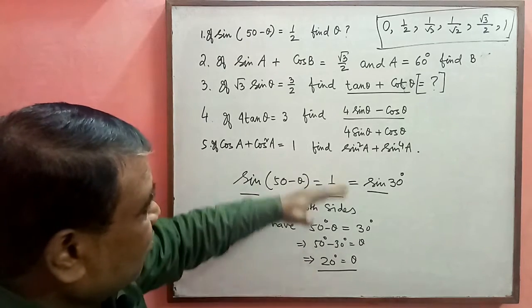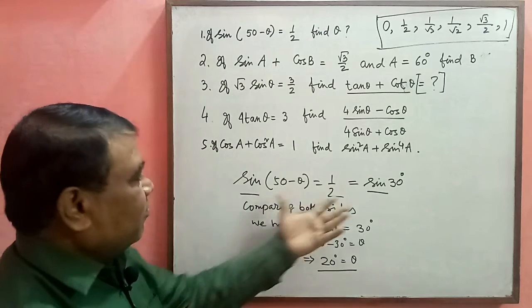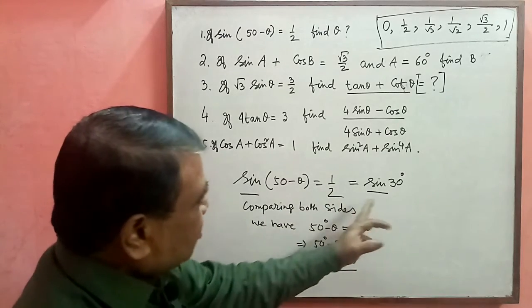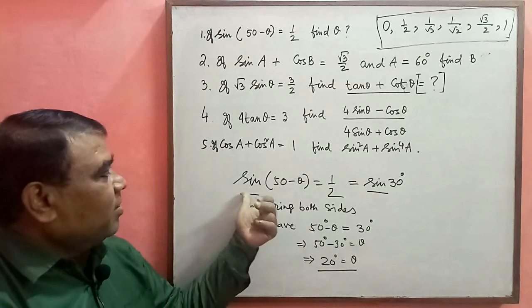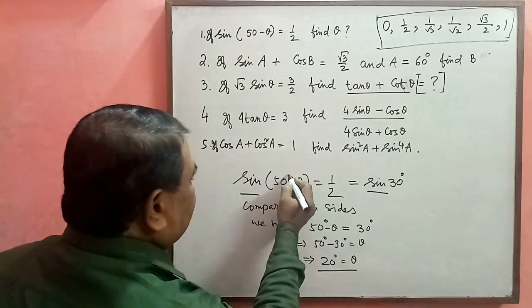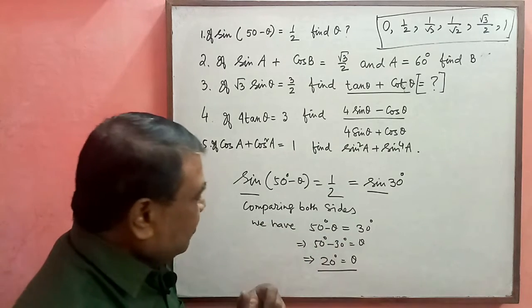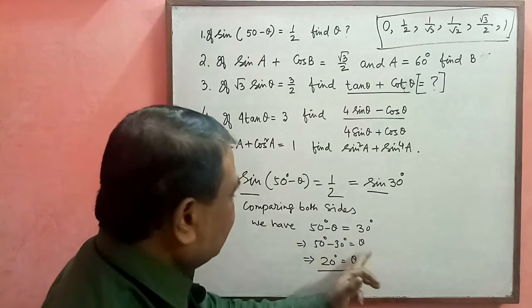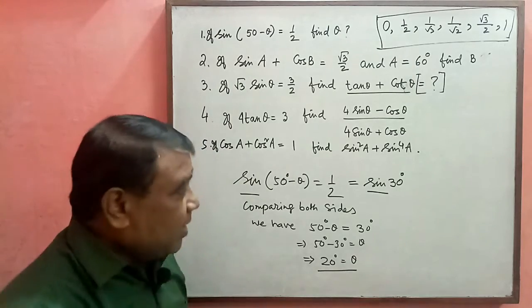This is a fundamental question of angular relations, and we have this identity: half is equal to sine 30 degree. So sine 50 minus theta, therefore, definitely 50 degree minus theta is equal to 30 degree. 50 minus 30 is equal to theta. So 20 degree is theta. This is solved. Next question.